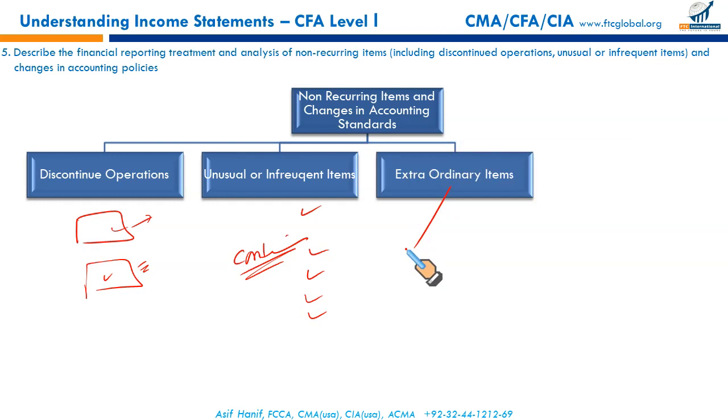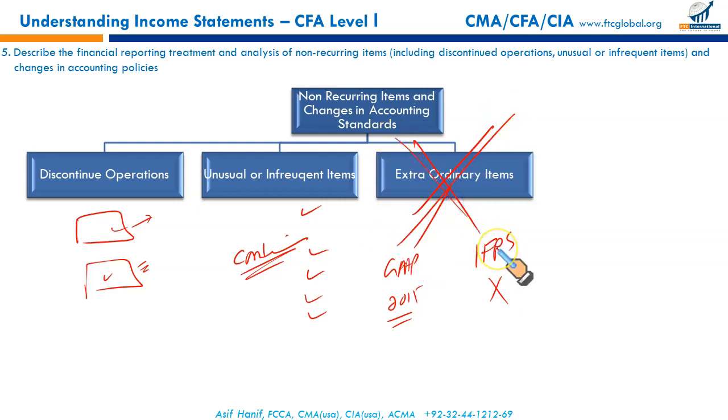Extraordinary items. Extraordinary items were allowed under the US GAAP till December 2015. After that, extraordinary items are not allowed under the US GAAP and they were not allowed under the IFRS previously. So in other words, extraordinary items are not allowed. So I won't discuss them further, otherwise they were covered in much more detail in our CMA financial reporting section.